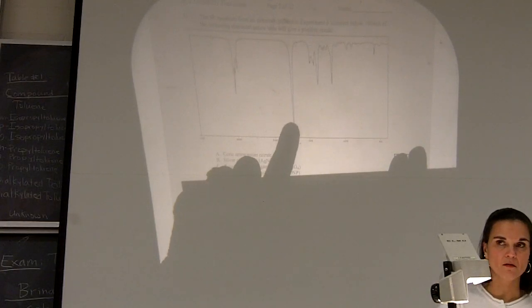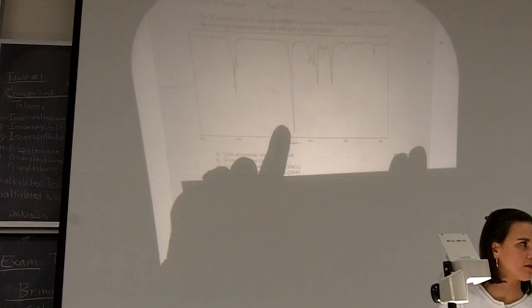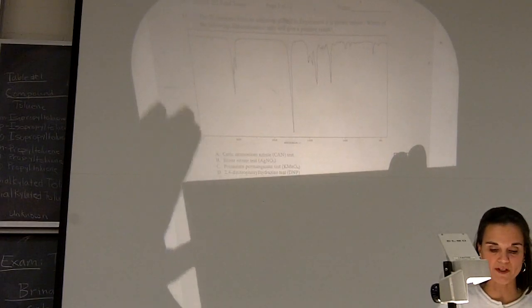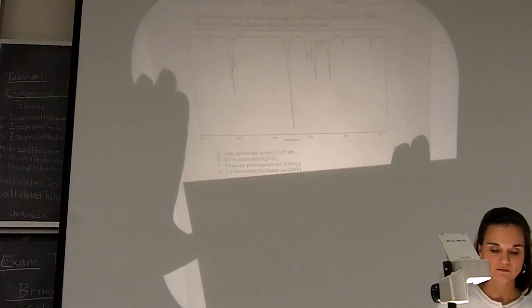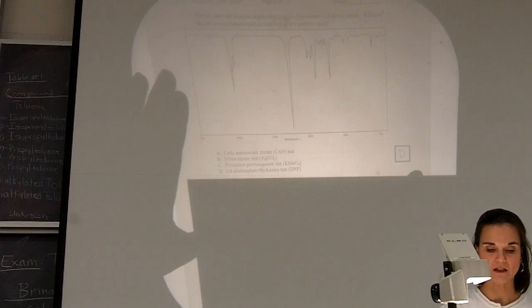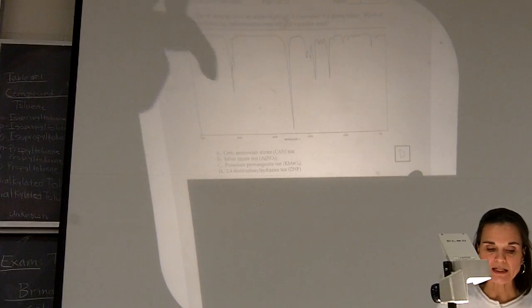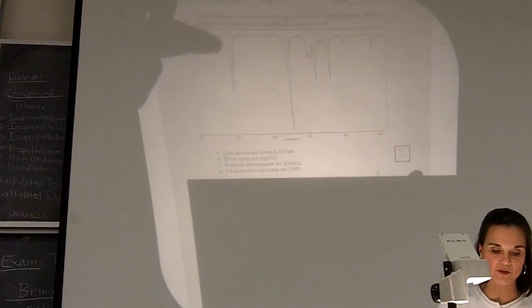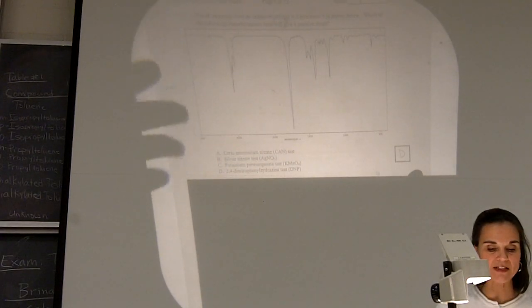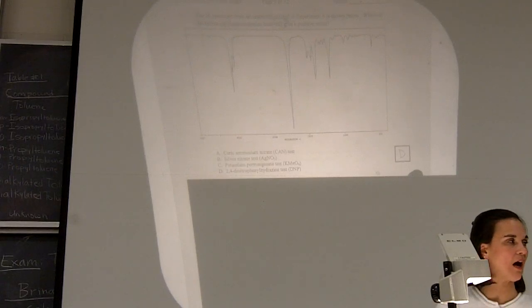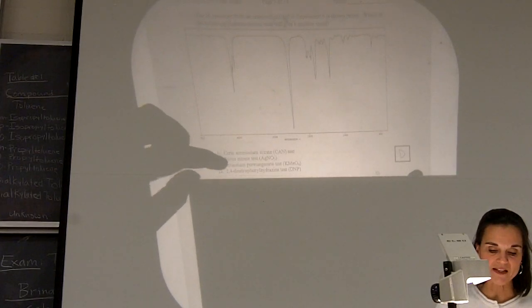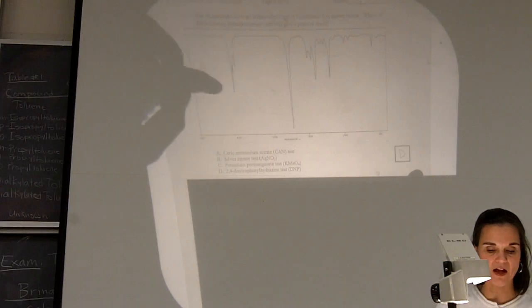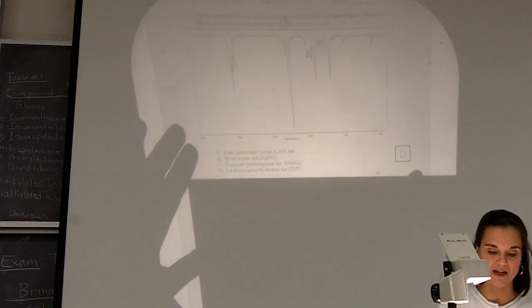What is this guy? It's at the 1700-ish, so that's carbonyl, right? So what test would you do for a carbonyl? 2,4-DNP test, so that's answer D. We don't really see any signs of, definitely nothing for the CAN test, which is OH. Silver nitrate test, you're not really going to see through the IR. Potassium permanganate, we didn't see any signs of the alkenes here, so we wouldn't have done that test.